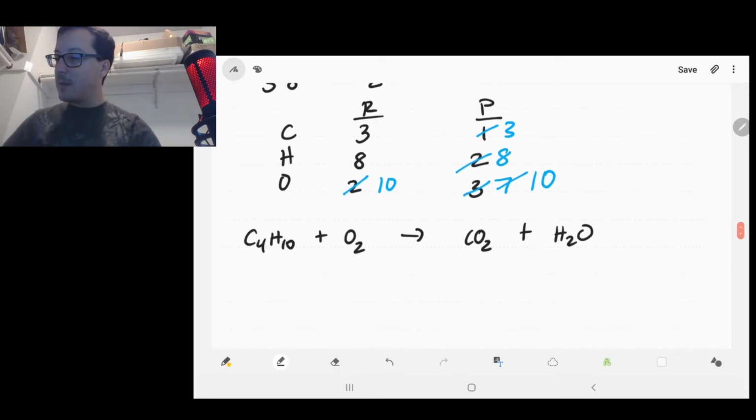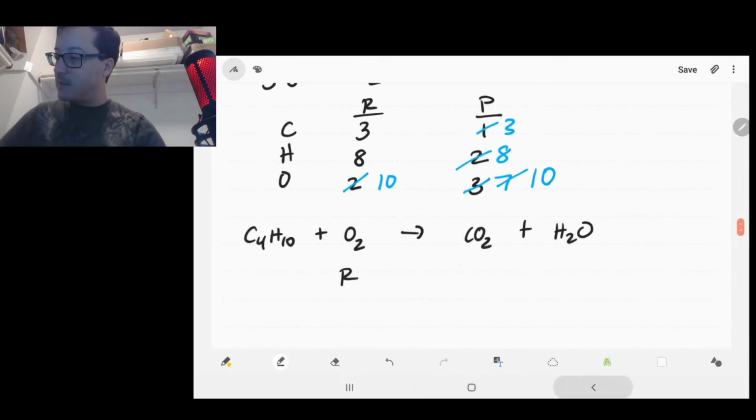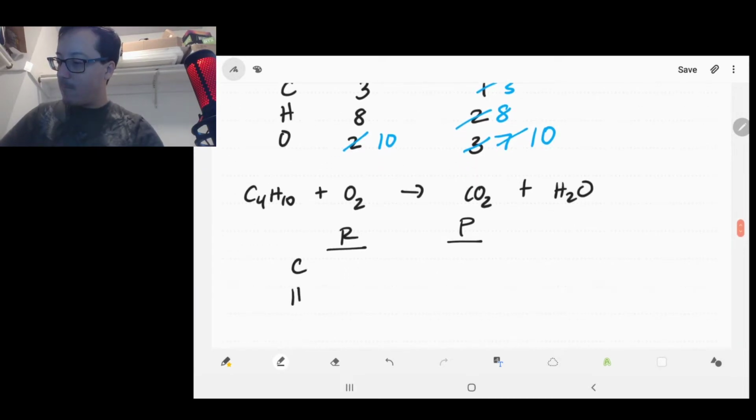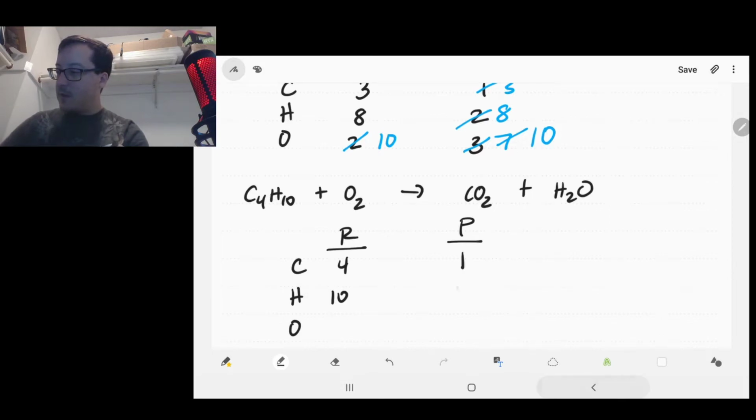If we're balancing something like this, the process is the same. Let's say, okay, we've got 4 carbons, 1 carbon, 10 hydrogens, 2 hydrogens, 2 oxygens, 3 oxygens.